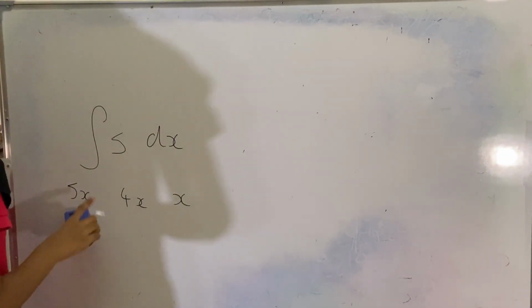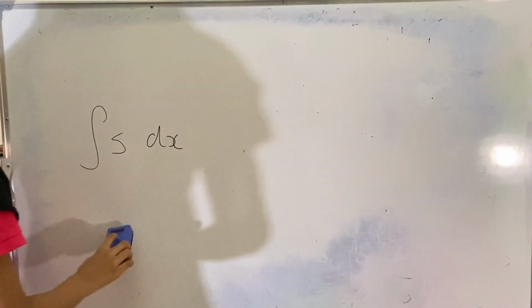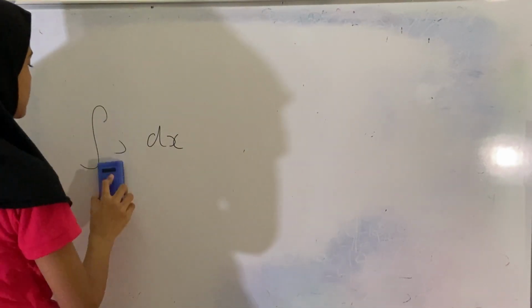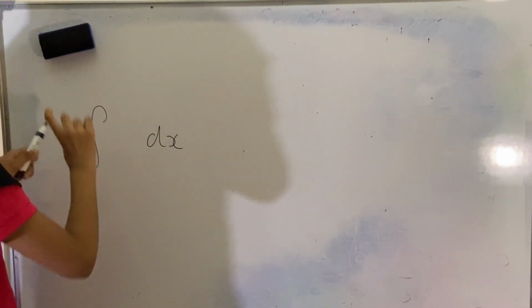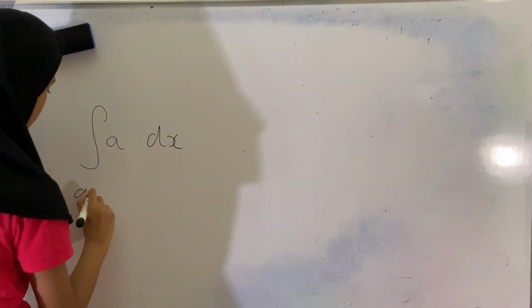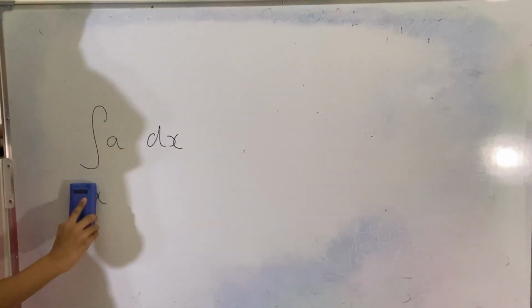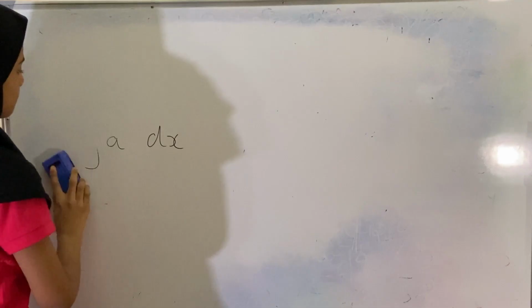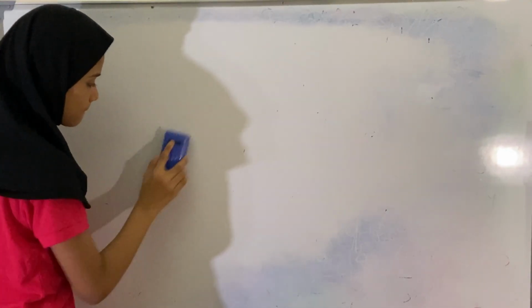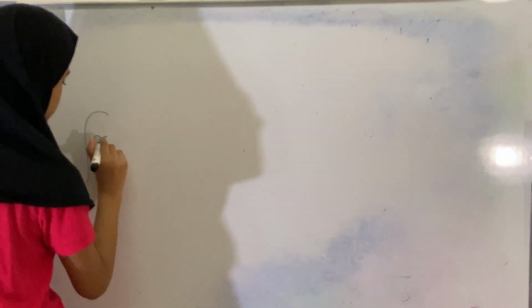Okay, so if the thing is a constant, then there's going to be an x after it. Also, a is a constant right now, so you have to write a here. The answer is going to be ax. Alright, so what if the question is x?